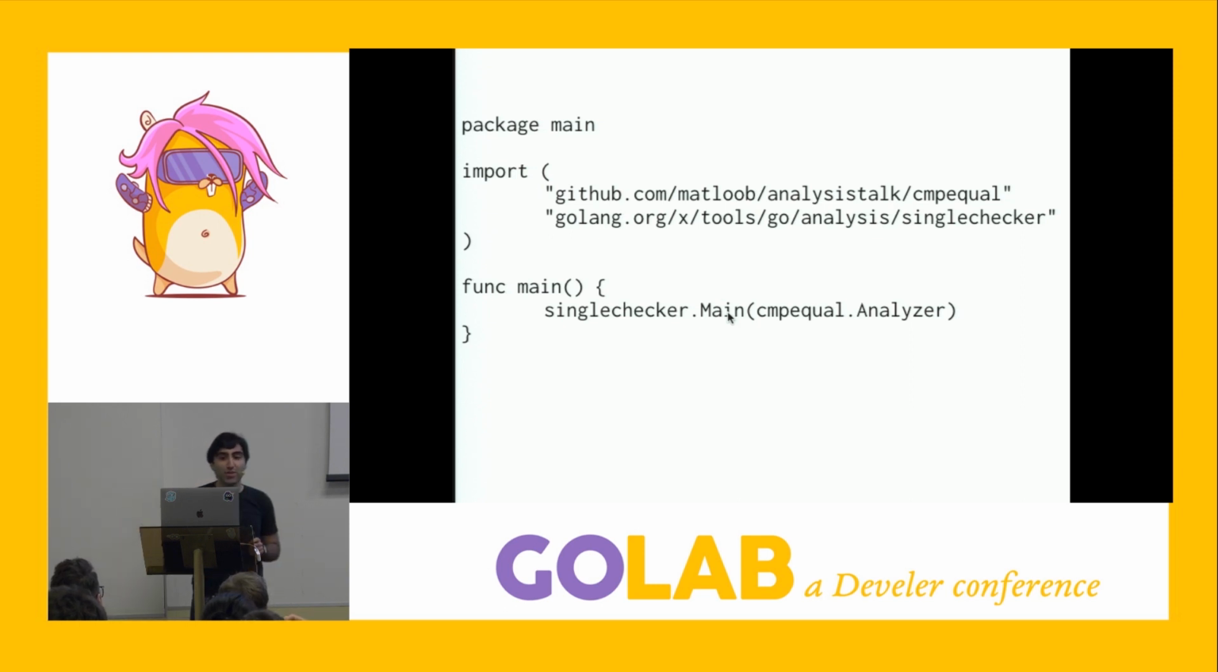So the analysis framework provides this single checker package. Single checker provides a main, which will do all the work of reading your code, type checking it, analyzing it, and then running your analysis on that code, and then showing the diagnostic to the user in their terminal. And all we have to do to run this is to provide that analyzer value that we defined before. And this creates the main for that check program that I showed you earlier.